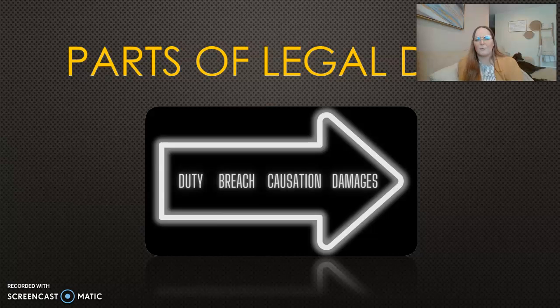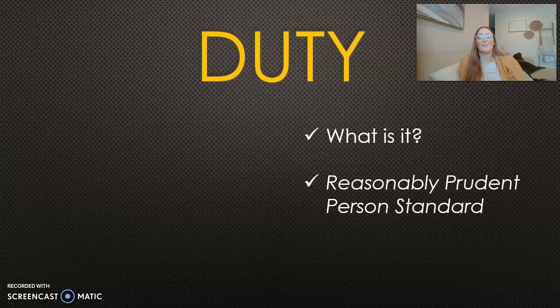You're going to see that there's four parts there, and the reason why we have that arrow going that direction is because that is the way that these flow. So we have first duty, then breach, then causation, and damages. Okay, so let's talk about duty.